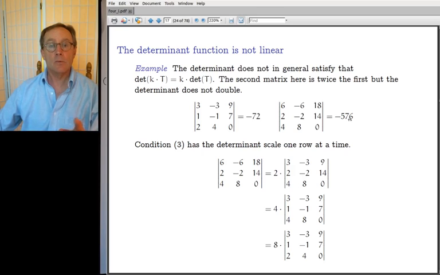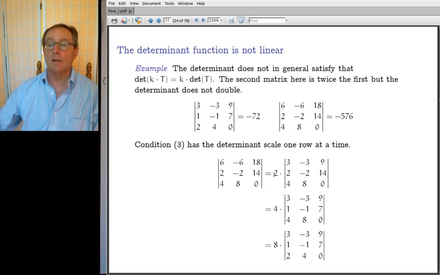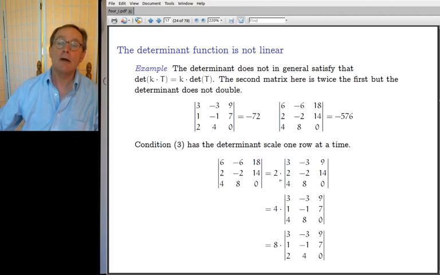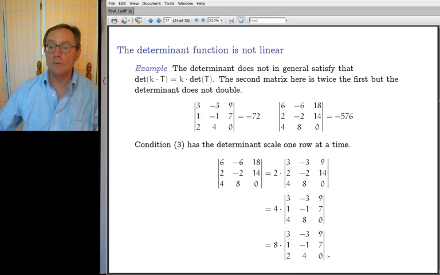Instead, what condition 3 says is that the determinant scales one row at a time. So, if you take the 6, minus 6, 18, and you bring it back to the 3, minus 3, 9, that brings out a 2, and the 2 multiplies the entire determinant. So bringing a 2 out of one row multiplies the entire determinant. If you go on and bring the 2 out of the second row, to make a total of 4 at the beginning here, a product of 4, then what you get is, again, doubling, bringing 2 out of a single row doubles the entire determinant, and finally bringing 2 out of the bottom row, making the 4, 8, 0 into 2, 4, 0, again doubles the entire determinant.